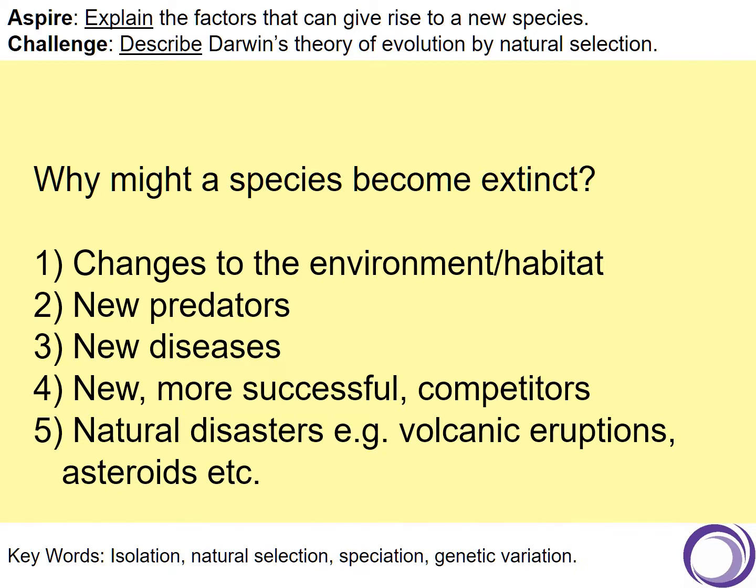An example of this is in Australia. The introduction of rabbits caused severe problems because they ate so much and bred so fast that other native Australian animals died out because they couldn't compete with the rabbits for food.